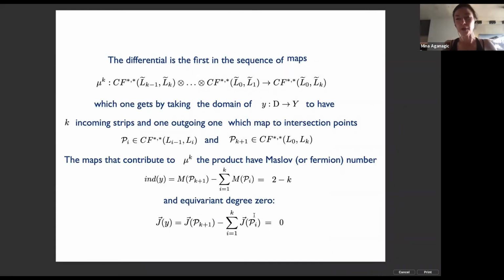The differential is the first in a sequence of maps, which one gets by taking the domain to have k incoming strips and 1 outgoing, and which map in Y to intersection points of Lagrangians as follows. The maps that contribute to the kth higher product have Maslov index, or fermion number, 2 minus k and equivariant degree 0, just for the map to be in Y.